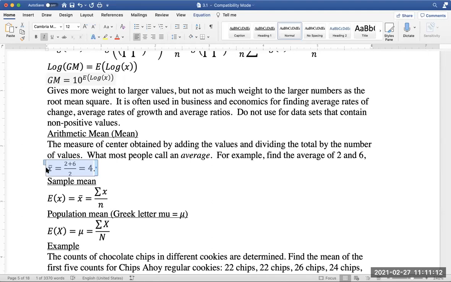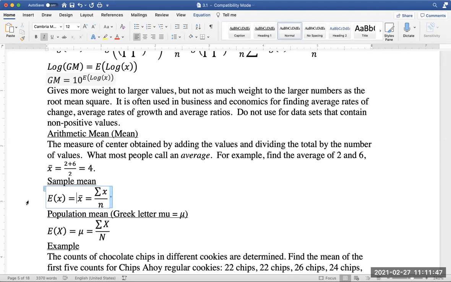So let me define it. The sample mean is sometimes denoted by E, the expected value of x. Notice it's a lowercase x, denoting the fact that it's a sample, or by x with a little bar over it, to denote the fact that it is a mean. It's just the sum of x over n.